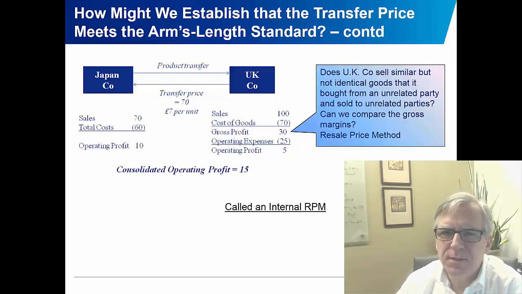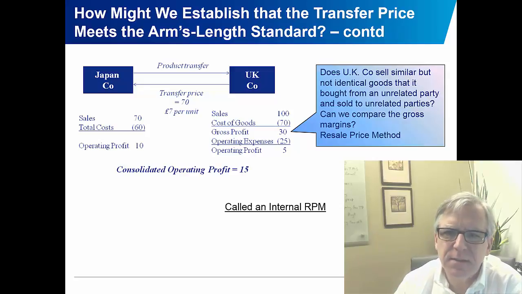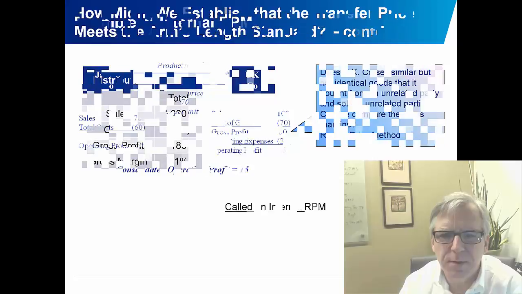And we're going to ask the question essentially, can we establish that UKco was selling similar goods, earning a margin that was similar? So the gross profit relative to the amount of sales, or the gross margin, would be the same whether it was with related or unrelated party goods that they're selling. And that comparison of the gross margins would be referred to as an internal RPM, or an internal resale price method. Internal meaning that the data came from within the client themselves. So let's talk about how that would work.